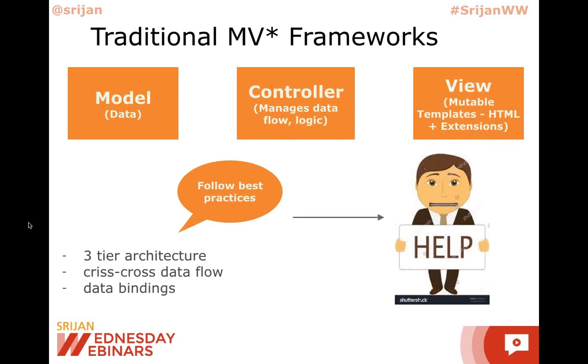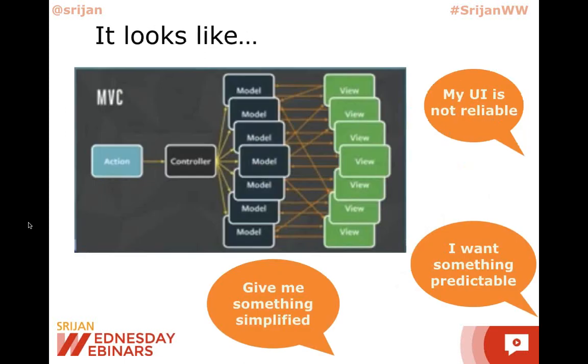You might have used a lot of traditional MVC frameworks, which have this three-tier architecture with a lot of crisscross data flow and data binding. But as your application size grows, it results in something like this, with a lot of crisscross data flow.